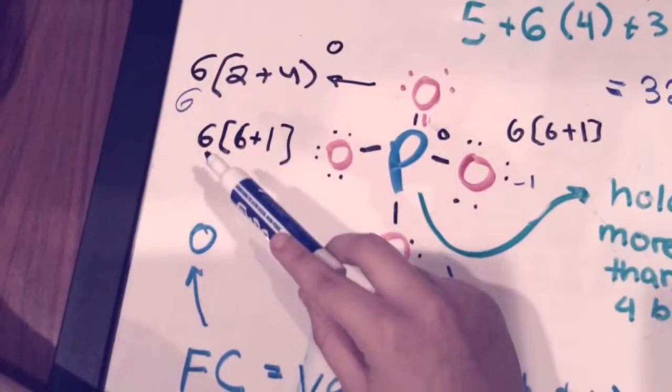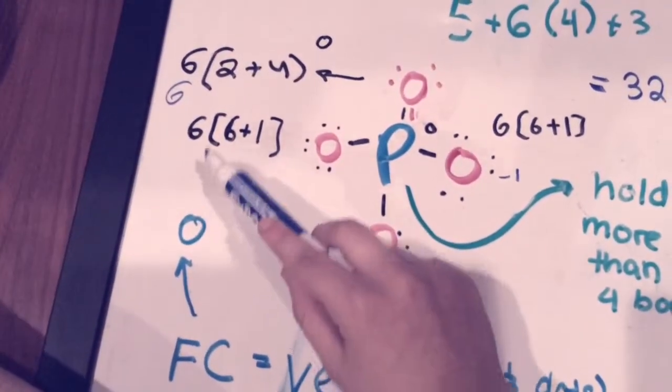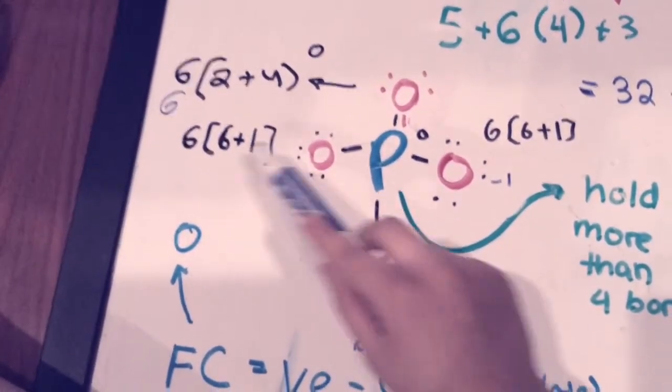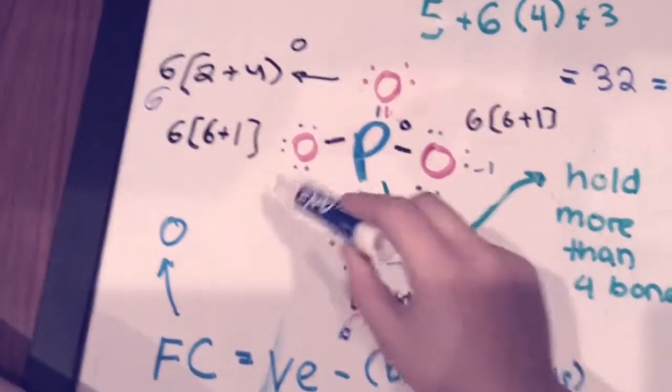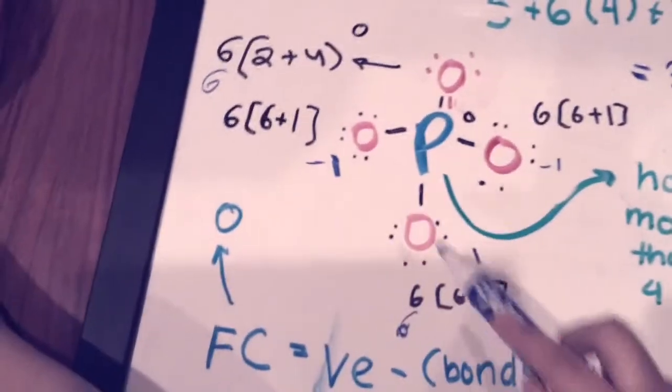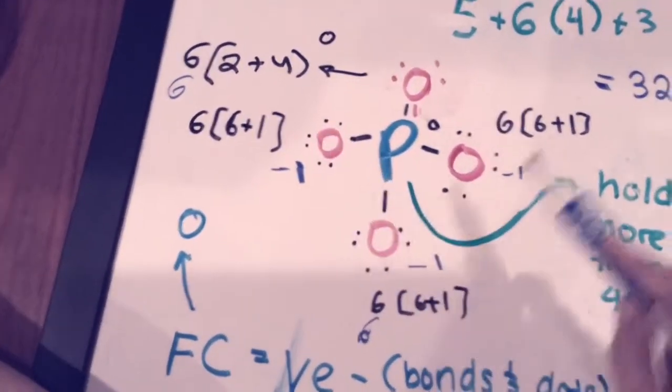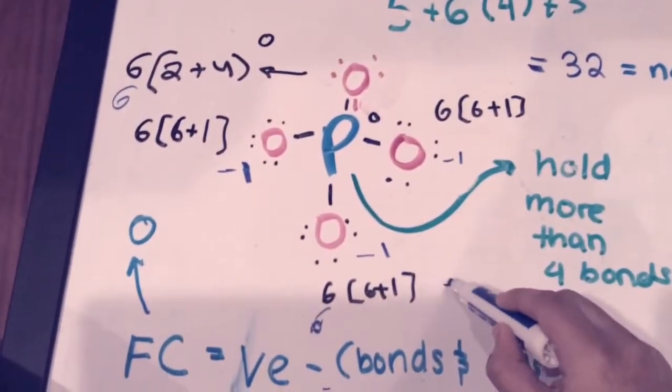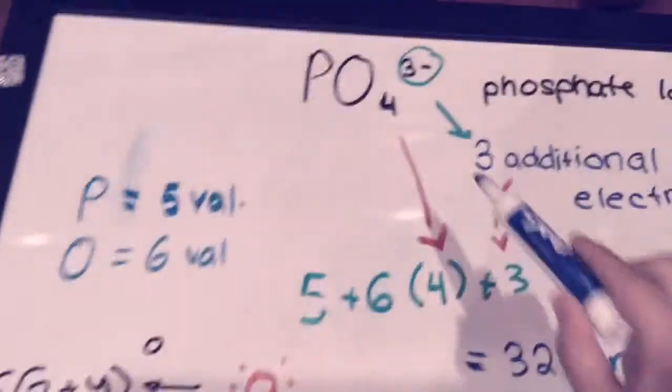For this, though, we have 6 valence electrons, and then we have 6 dots around, and we have 1 bond. That means we have -1. And we have another -1 for here, because it's the same, and then another -1. We have 3 -1s. So we got our 3 additional electrons.